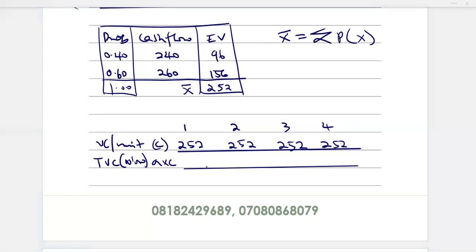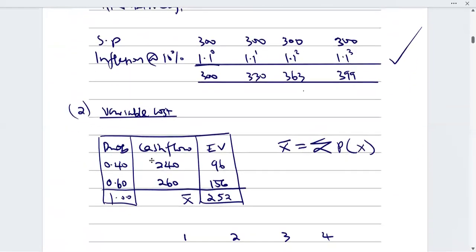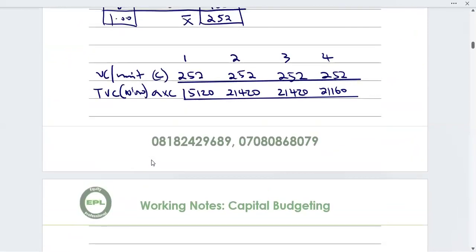15,120. 85 multiplied by 252 is 21,420. Then the final one, year 4, is 21,060. So with this, I need to go and post 15,120 for the first year.